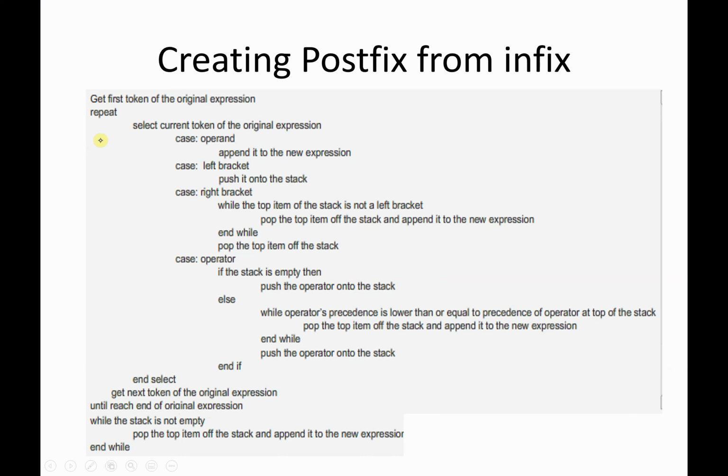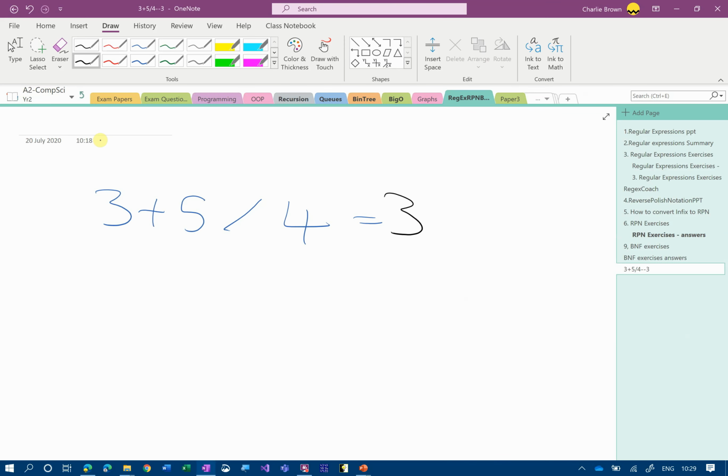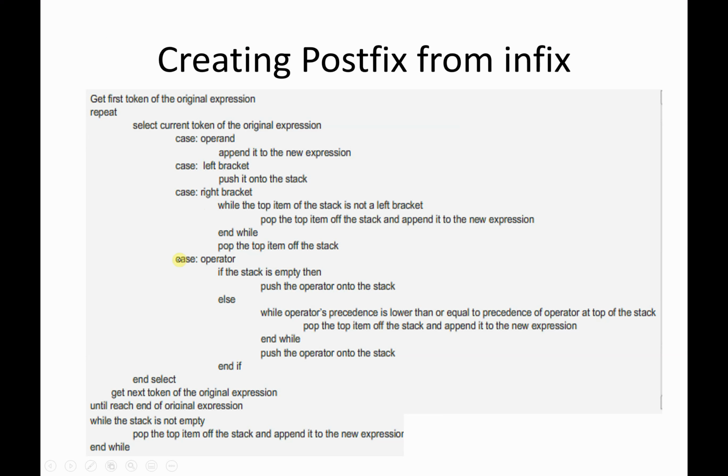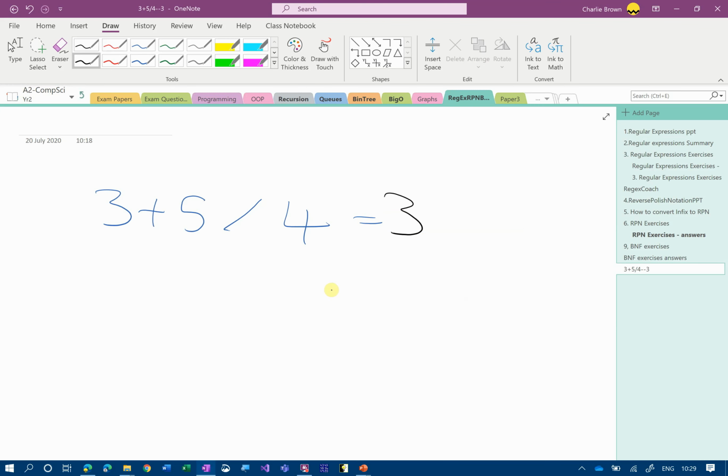I haven't reached the end, so I just get the next token. Now this time I'm getting the plus. So if I go down to here, it says case if it's an operator, which it is, it's a plus. If the stack is empty, then push it onto the stack. Well, the stack, we didn't even talk about stack, but there we go, there's my stack. It is empty, so I'm going to push the operator onto the stack. All right, so it's now on the stack.